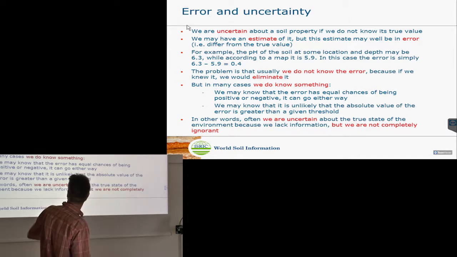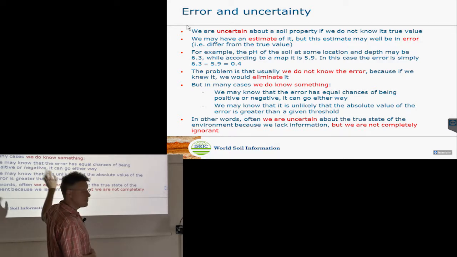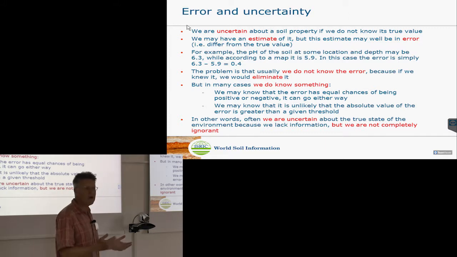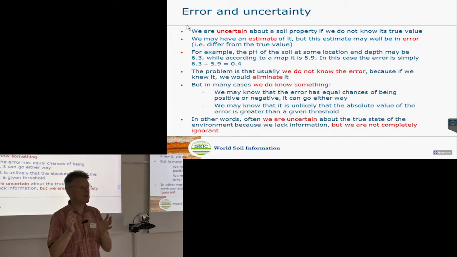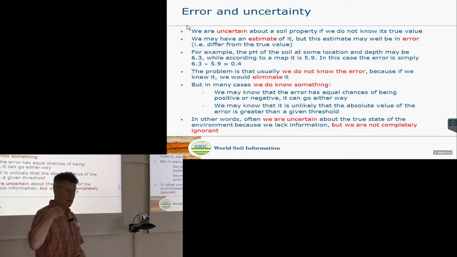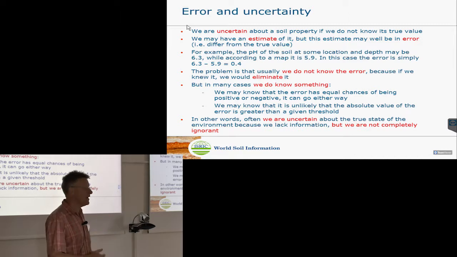The true value, like in this example, the pH might be 6.3, but the map says it is 5.9. So the estimate, the prediction, differs from the true value. And that difference, that is what I define as the error. So the error is simply the difference between the true value and our representation of that variable. And when we are aware that there probably is an error in our map, that makes us uncertain about the true value. Because we only have the representation, we only have the estimate, we don't have the true value. We are uncertain about the true value because the estimate is only an estimate, a representation of the true value. So that's the difference between error and uncertainty.